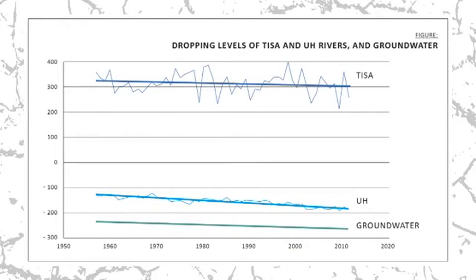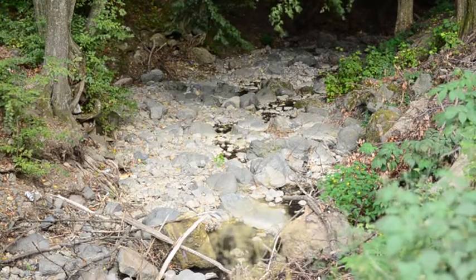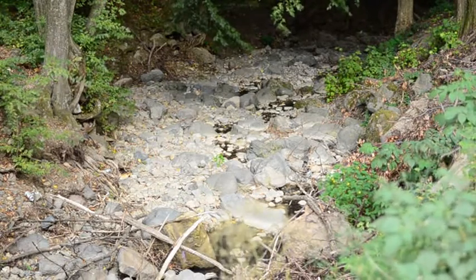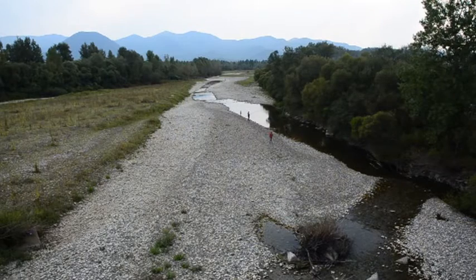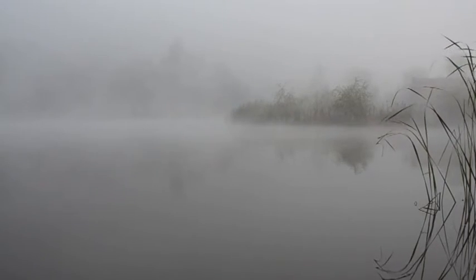In this graph, blue illustrates the minimum water levels of the Uch and Tisa rivers in millimeters since 1956 and the parallel estimated drop of the groundwater levels. Some sources claim that the greater vaporization brought about by climate change is a cause of rivers drying up and river and groundwater levels dropping.